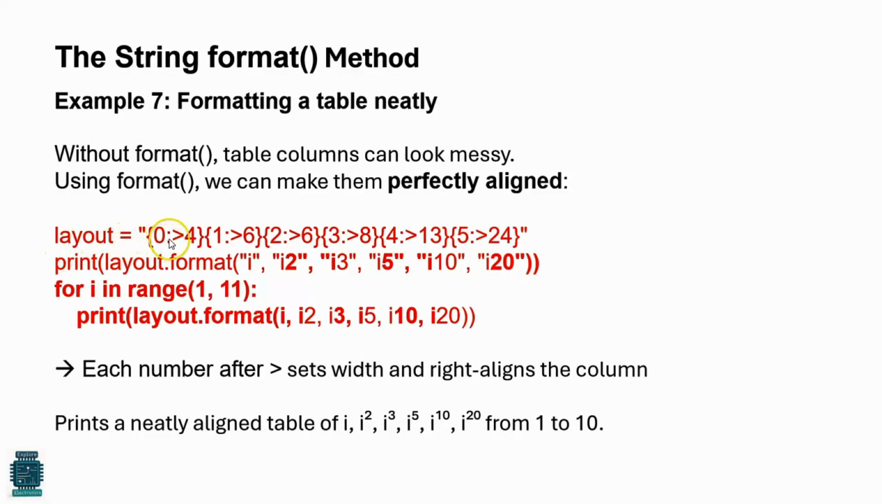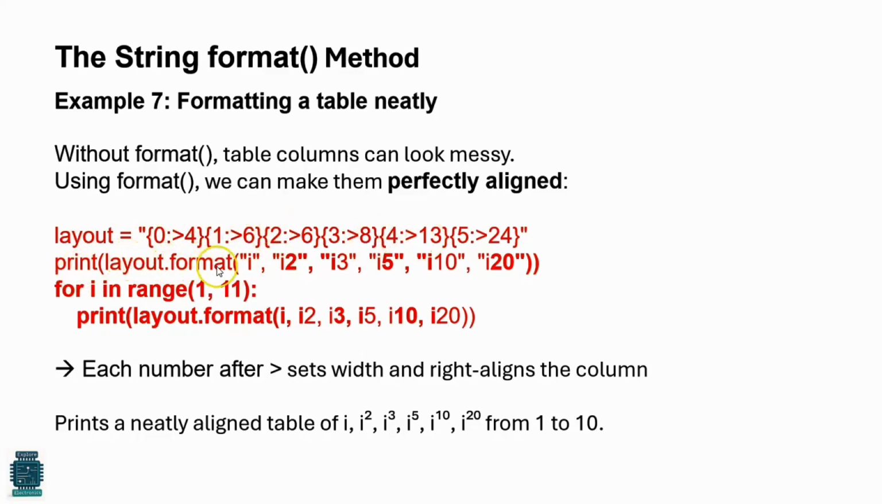Layout is equal to {0:4}, {1:6}, and so on. Here we are using 4, 6, 6, 8, 13, 24 to right align each column and set its width. It should be 24, 13. This is the width that we are setting here: 8, 6, 6 and 4. And 0, 1, 2, 3, 4, 5 are the placeholders for value in the format. Got it? This is the layout we are taking.